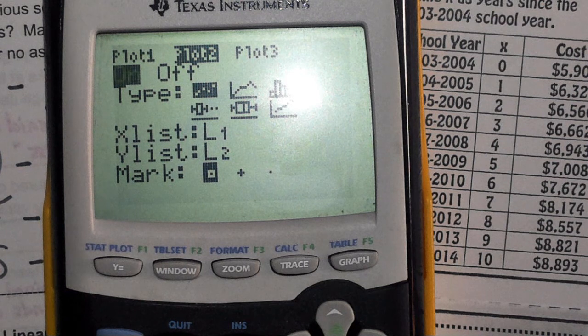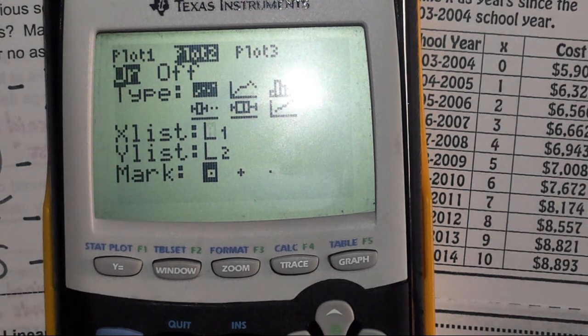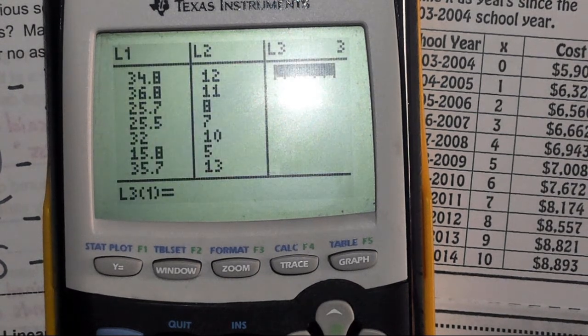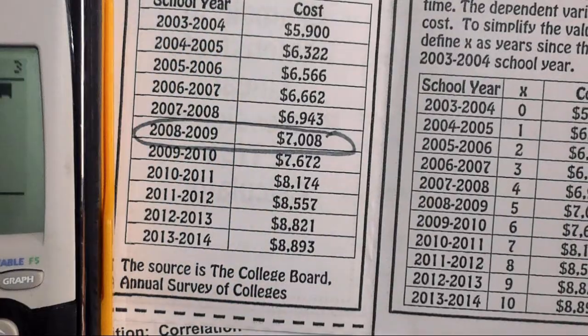And back to the fact is we can store lots of things on here. It's not dumb. However, we've got to type in different lists because L1 and L2 are dealing with the points in the football game. So I'm going to go to Stat, Edit, and I'm going to type in L3 and L4 to deal with our money and tuition issue.